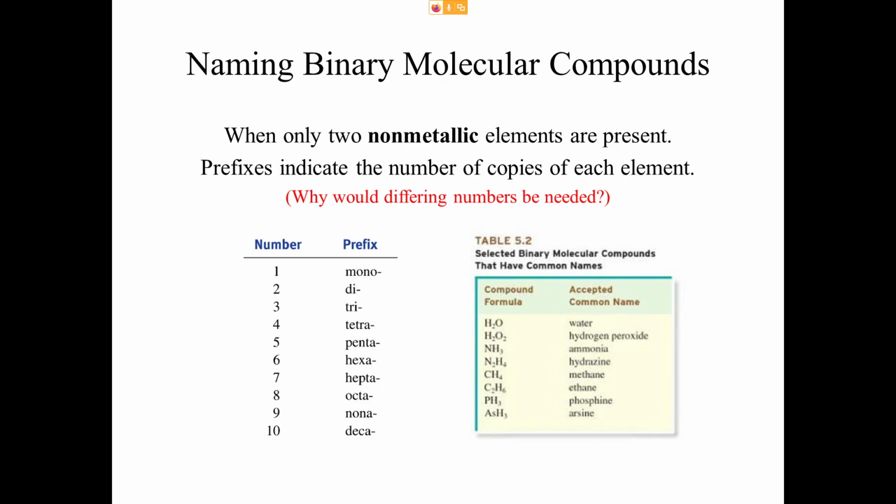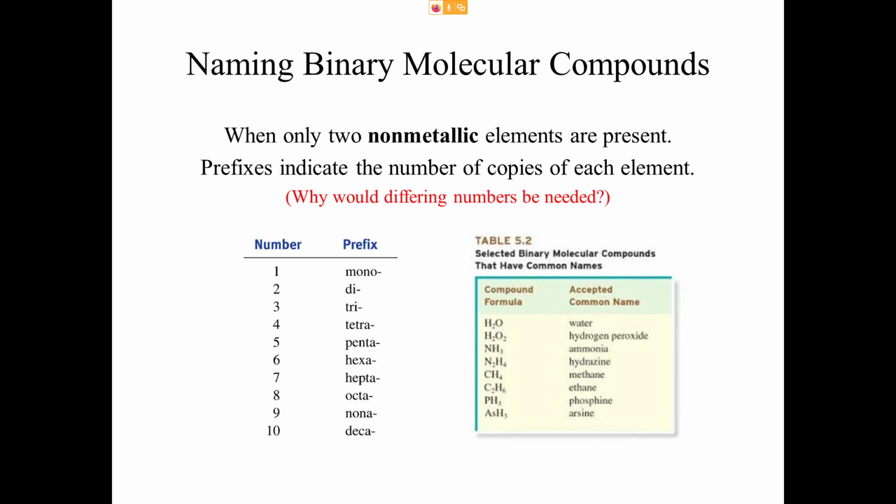So when you have two non-metals put together in a compound, remember that's that top corner, we name them by naming each element and giving the number that's present. So technically water, H2O, should be written as what? What should its technical name be? Water is a commonly accepted name.